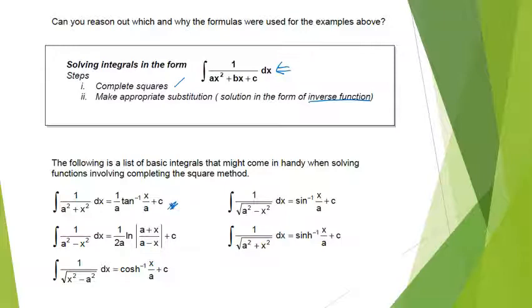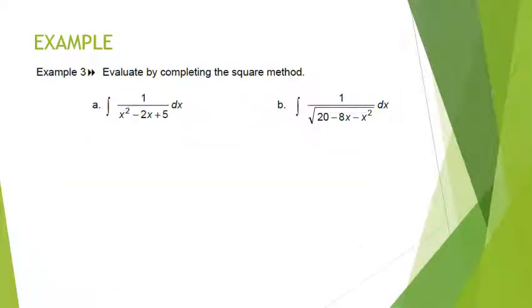Tangent inverse, sebab kita akan dapat dalam bentuk macam ni. a square plus x square, ke a square minus x square, ataupun square root. So kita dapat tangent, ln, cosecant, hyperbolic, sin hyperbolic, sin, semua dalam bentuk inverse. Ni antara jawapan yang kita bakal dapat. So example.